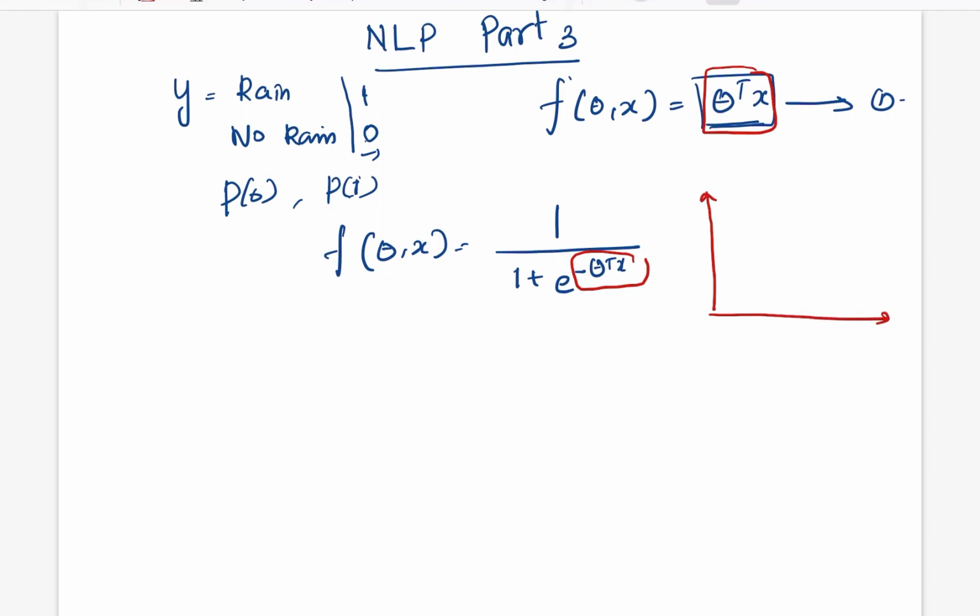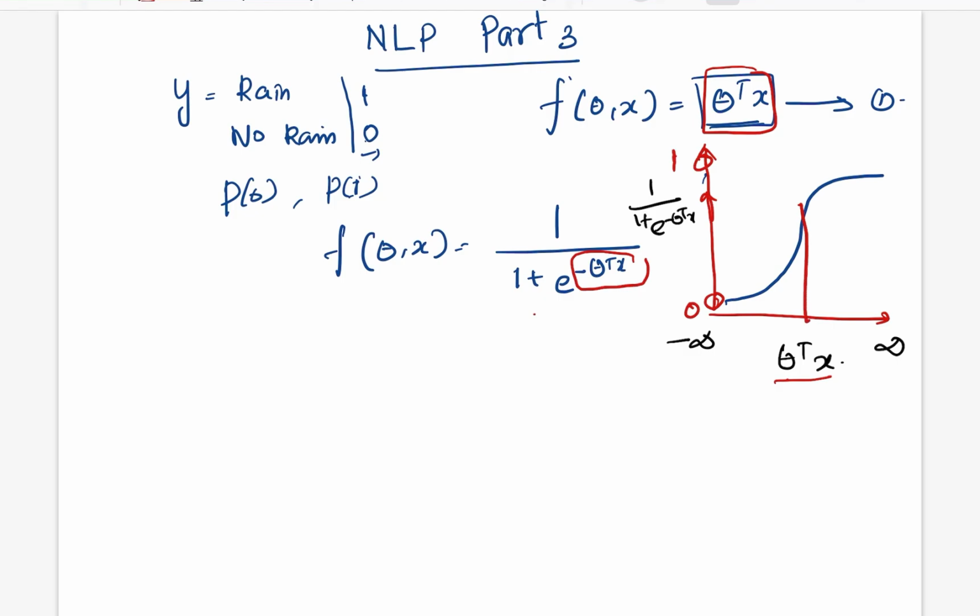The x axis is just theta t x, which may vary from minus infinity to plus infinity. The y axis is our sigmoidal function, which is 1 divided by 1 plus e power minus theta t x. This function maps the linear function so that the y axis ranges from 0 to 1. Now, whenever we know the value of theta, when you plug theta t x into the sigmoidal function, we end up getting values between 0 and 1. So this is the mapping conversion.